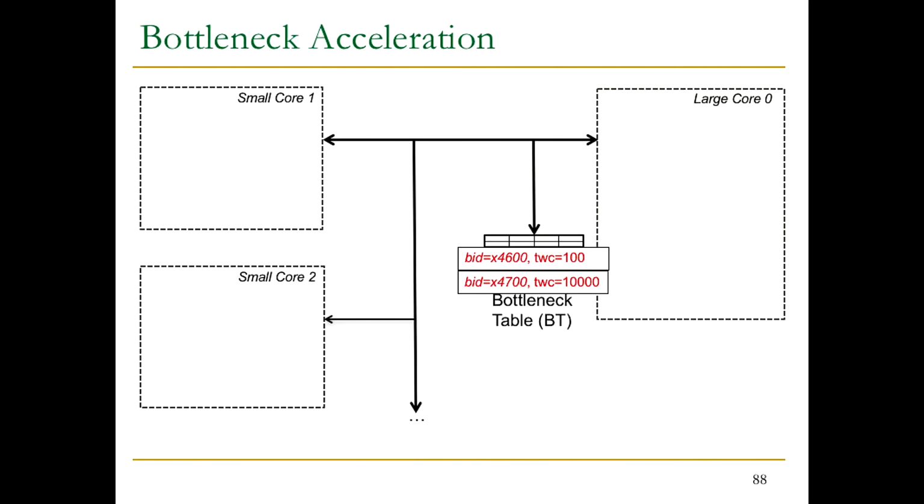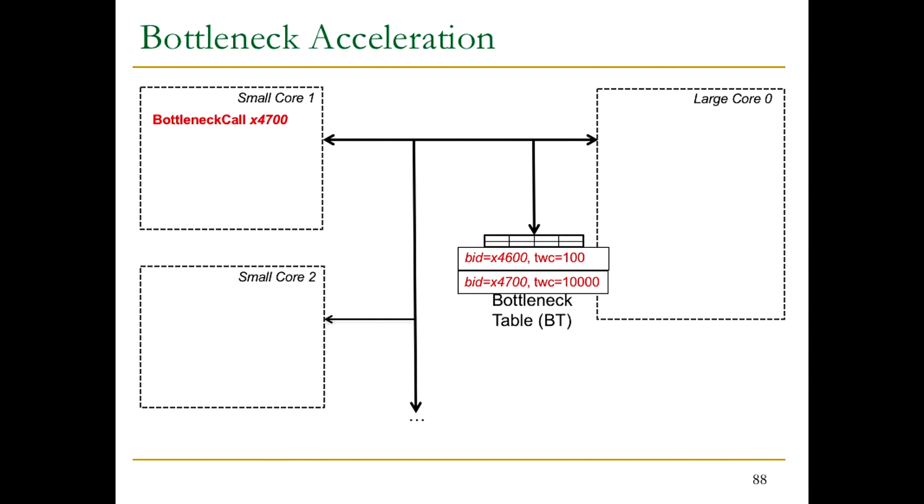Basically, let's assume that we have these two bottleneck IDs with these two different thread waiting cycles. The core gets to a bottleneck call at 4600 bottleneck ID. It sends to the bottleneck table and asks, where should I execute it? The bottleneck table checks the thread waiting cycles of the bottleneck and compares it to a threshold, which could be determined dynamically. It's less than that threshold. The bottleneck table says, you're not executing something important, so execute it locally. And the small core goes back and executes it.